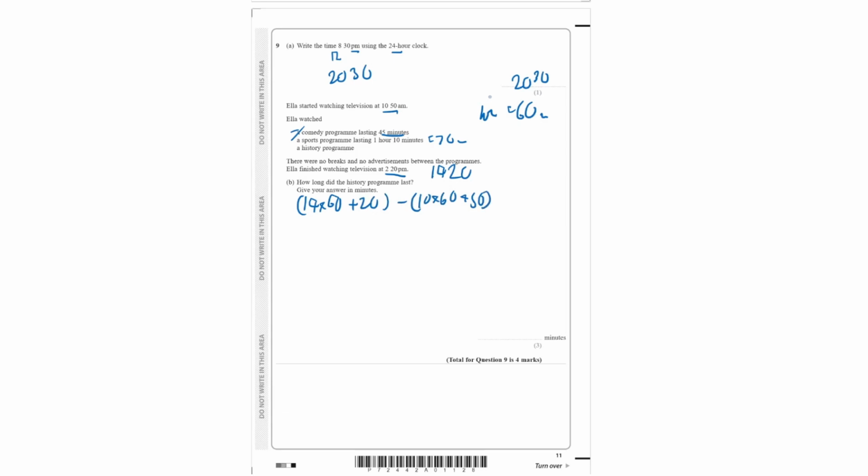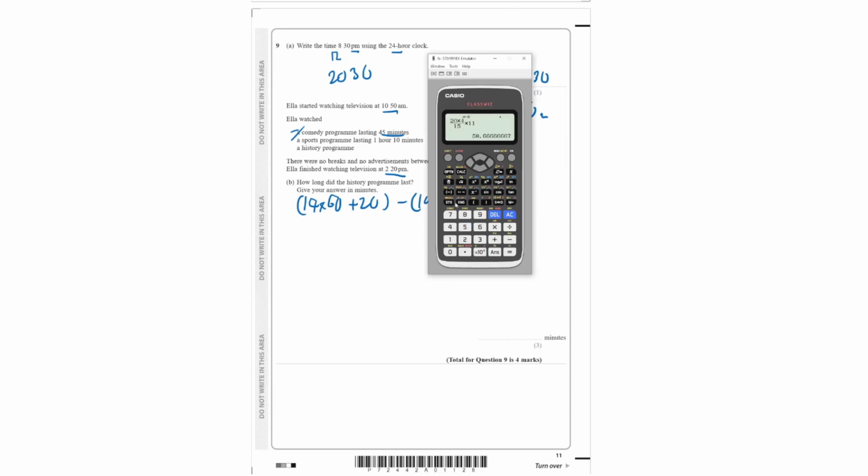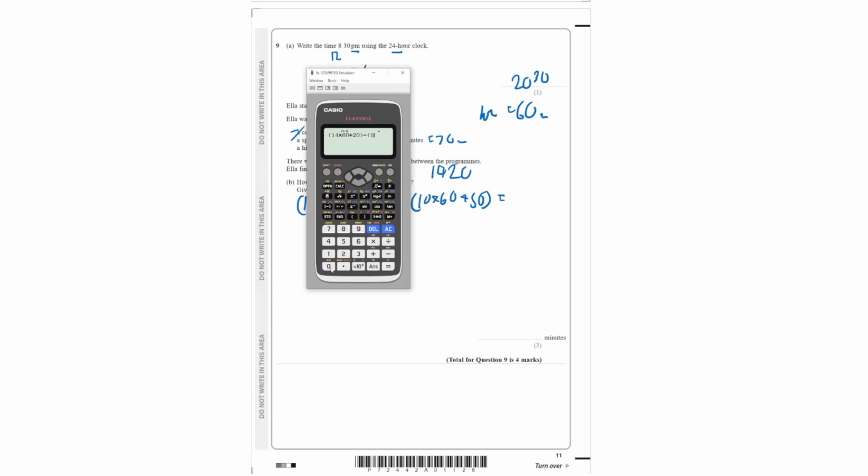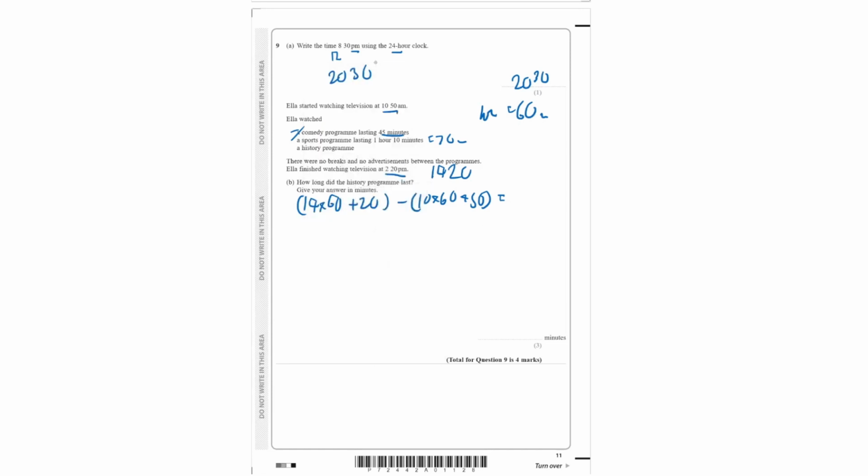In order to get the total duration of minutes, we can then use our calculator here, bracket 14 times 60 plus 20, close the bracket, subtract, open bracket. We have 10 times 60 plus 50. We have 210 total minutes elapsed. And we can see here that the comedy program lasted 45 minutes.